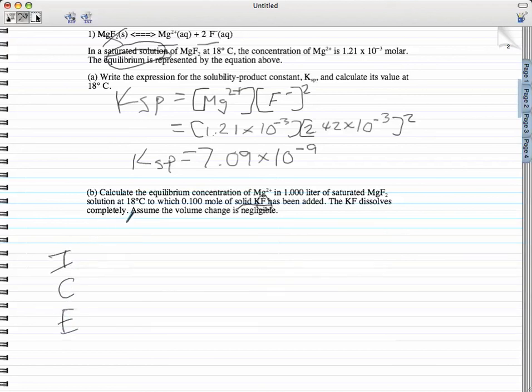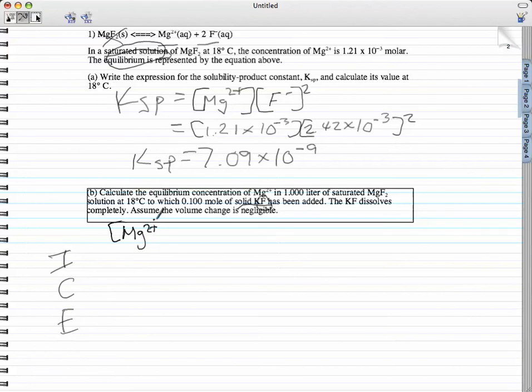Okay, so we have two things we're concerned about. We have magnesium 2 plus, and we have the fluoride. Okay, so initially with that, we don't have any magnesium if we consider this 0.1 mole, which again, we're worried about concentration, 0.1 mole in 1 liter, it's 0.1 molar. So in this fluorine here, we'd have 0.1 molar fluoride.